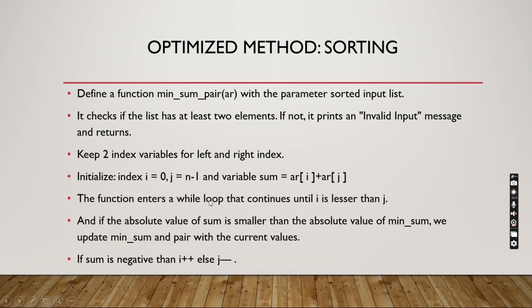The function enters a while loop that continues until i is lesser than j. Inside the while loop, if the absolute value of sum is smaller than the absolute value of minimum sum, we update minimum sum and pair with the current values. If sum is negative, then i increases, else j decreases.